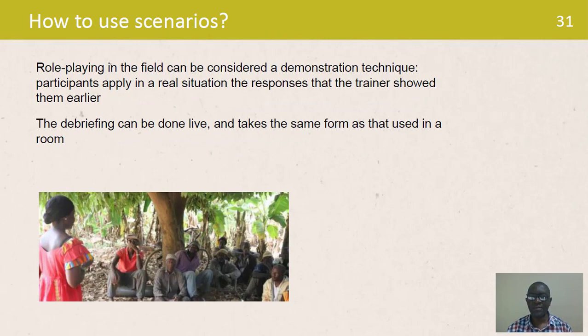Role-playing in the field can be considered a demonstration technique. Participants apply in a real situation the responses that the trainer showed them earlier. This can be used for technical processes, maintenance, chlorination, cleaning. The debriefing can be done live on location and takes the same form as that used in a room. Discussion of the participants' performance against the pre-selected evaluation criteria.